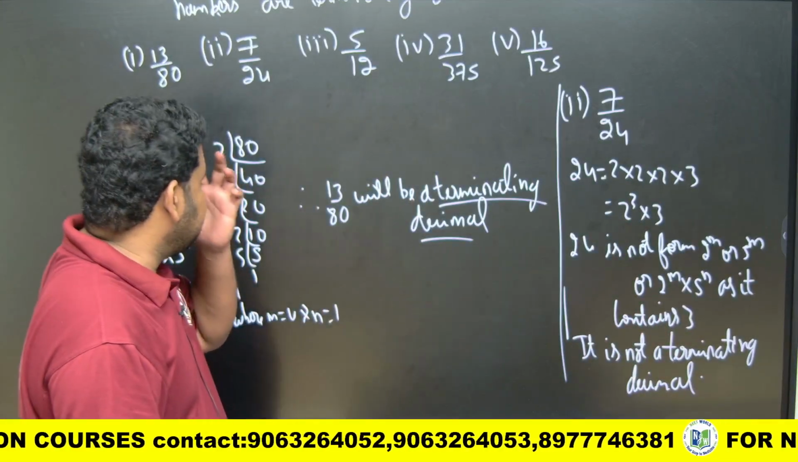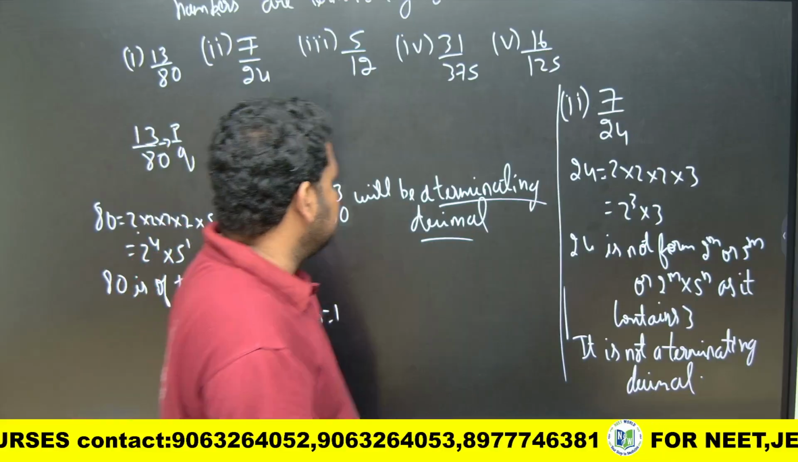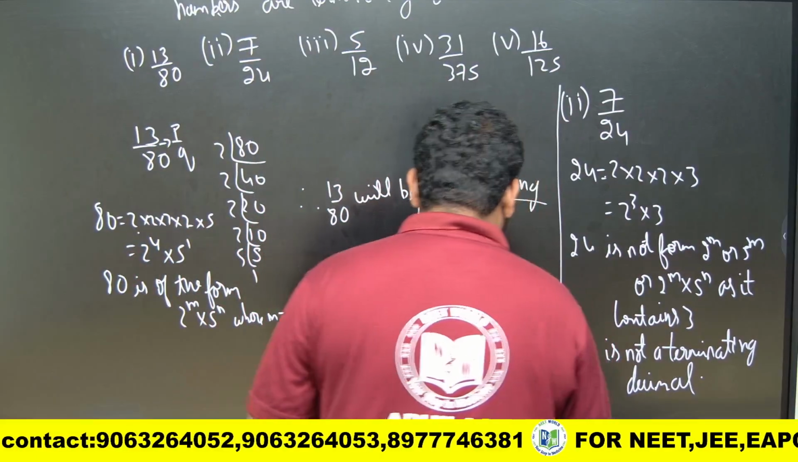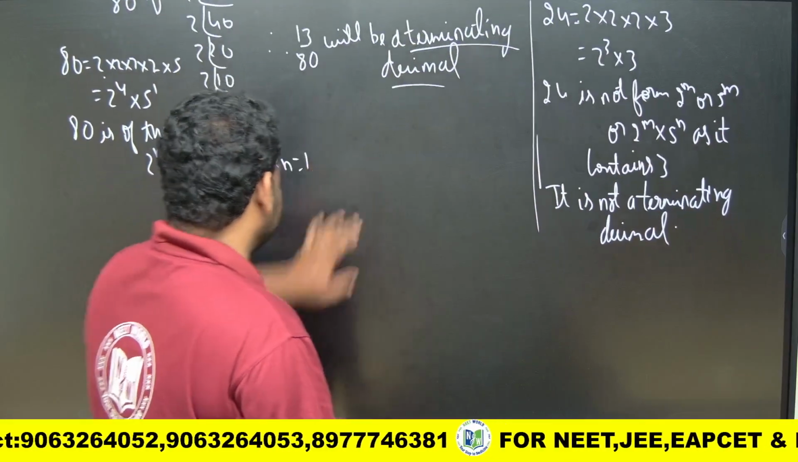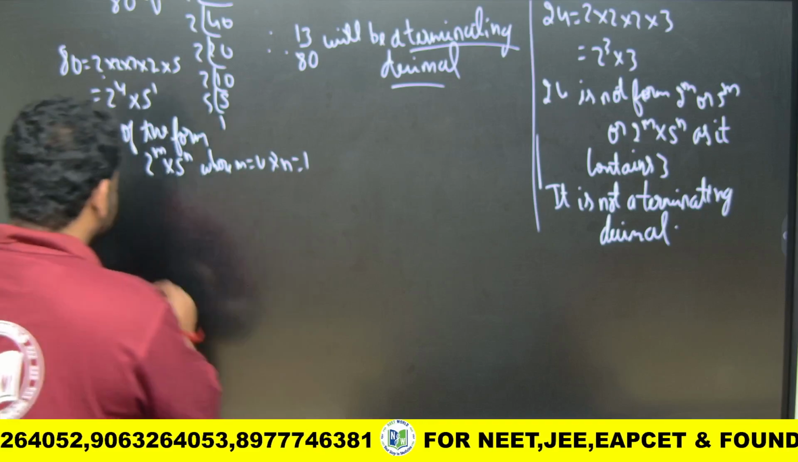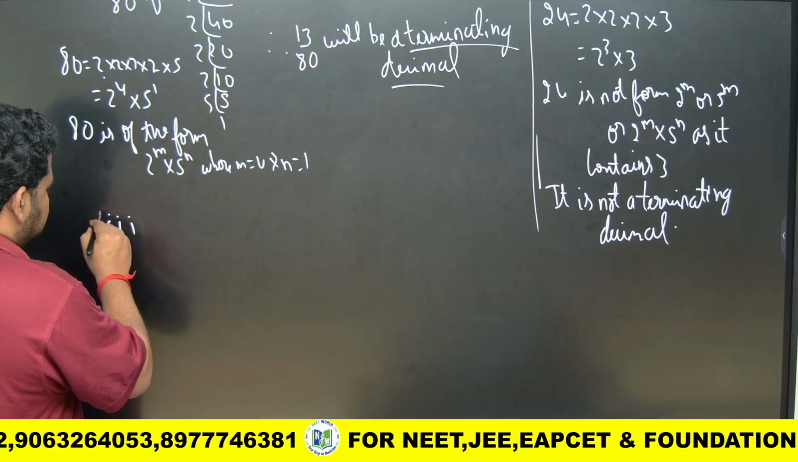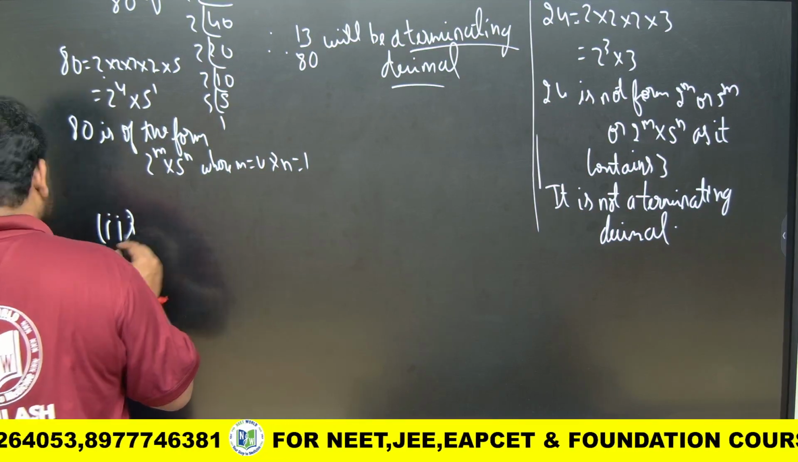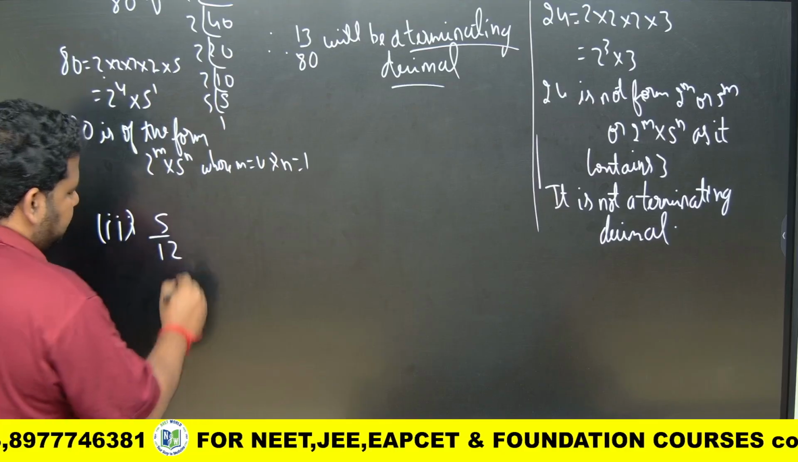Now what about 5 by 12? So third question is 5 by 12. Let me do it here. Third question is 5 by 12.